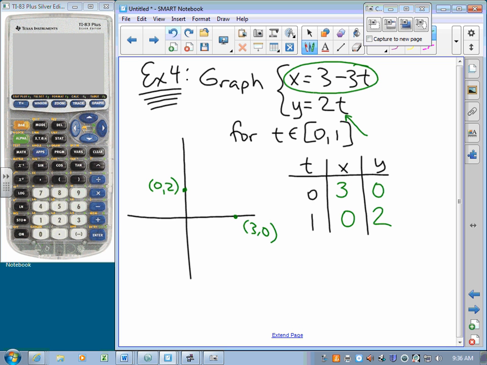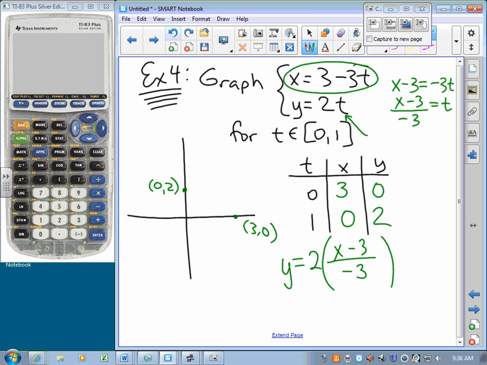If x is 3 minus 3t, then x minus 3 is equal to negative 3t. So t is (x minus 3) over negative 3. And then we just stick it so that y is 2t. And by my count, that's the equation of a line. In fact, specifically, that's the line y equals negative 2/3 x plus 2.